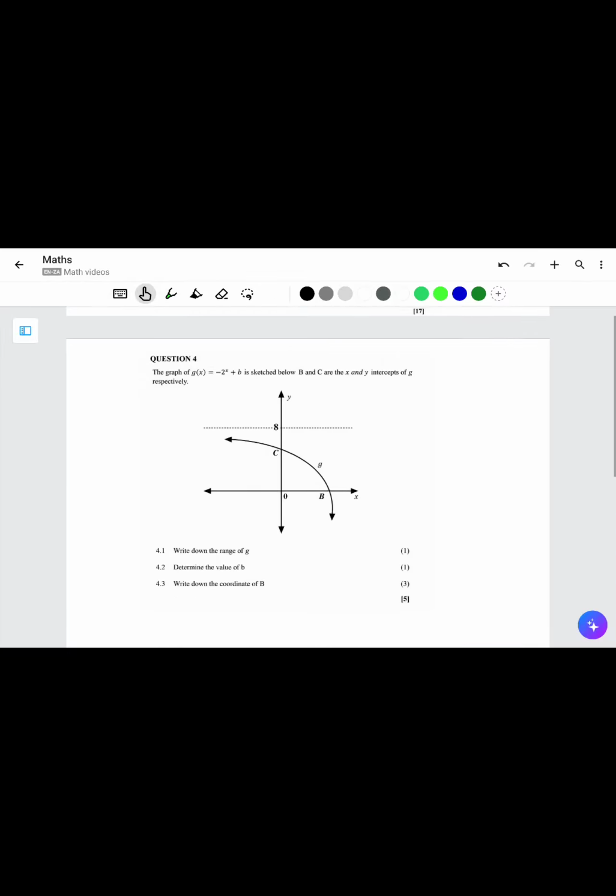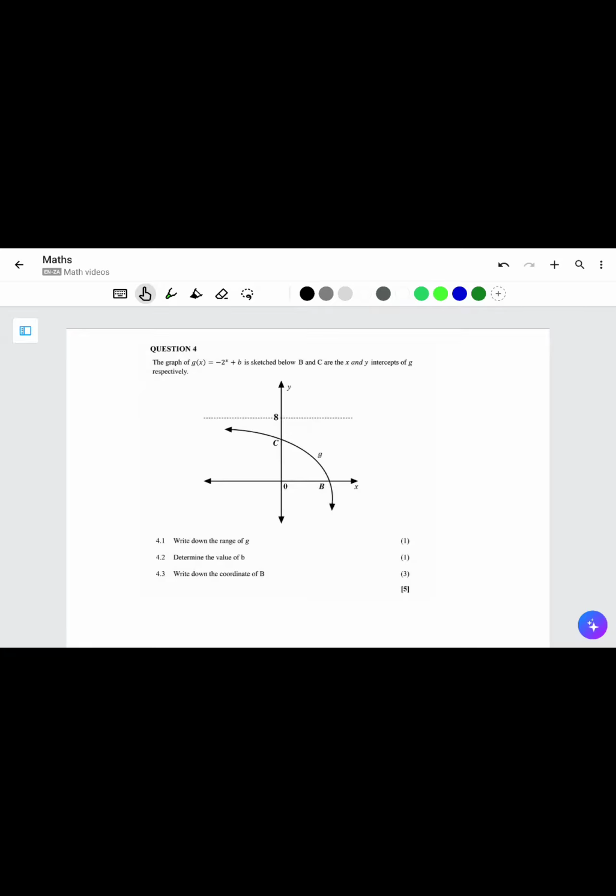Right, let's get into the next question. The next question is an exponential function. Let's look at it. It says the graph of g of x equals negative 2 to the power of x plus b, and it's sketched below. B and c are the x and y intercepts of g respectively.